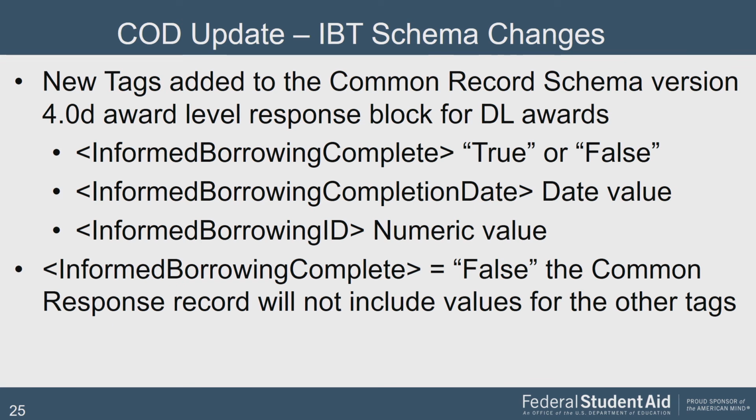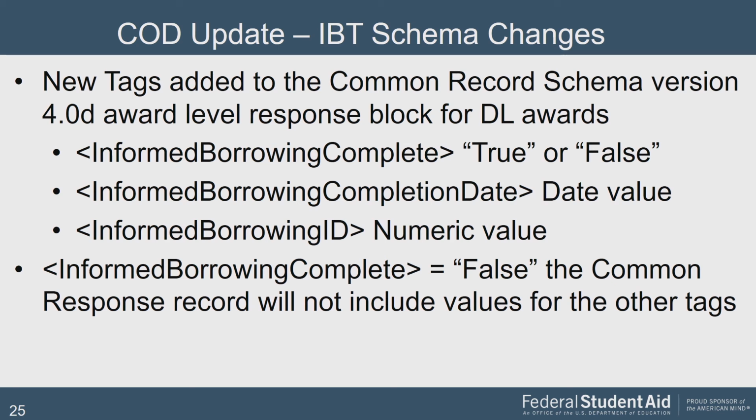So new tags were added to the Common Record schema version, in the award-level response blocks for Direct Loan awards. There are 3 tags. The first is Informed Borrowing Complete, which is going to be true or false. Then there's the Informed Borrowing Completion Date, which is a date value with the year, month, and day. Then the Informed Borrowing ID, which is going to be a unique ID assigned once the user completes the IBT and confirms their balance.